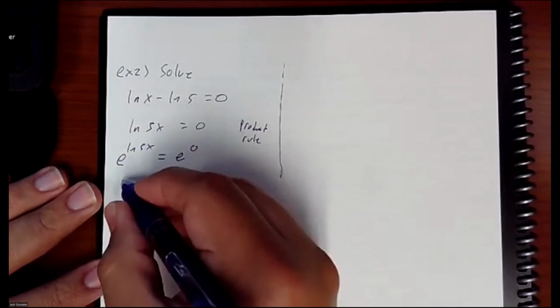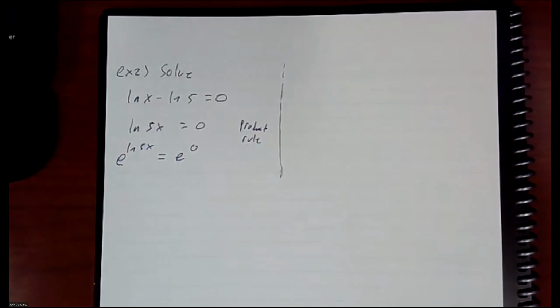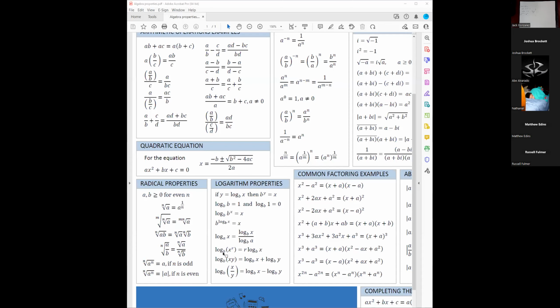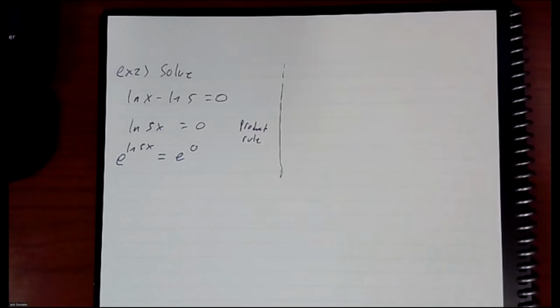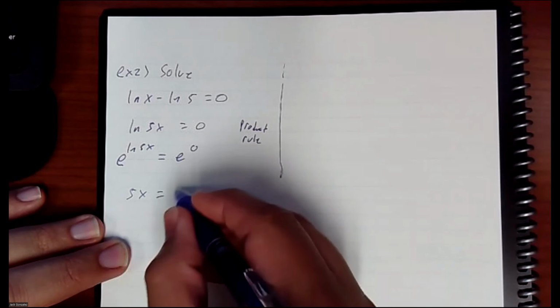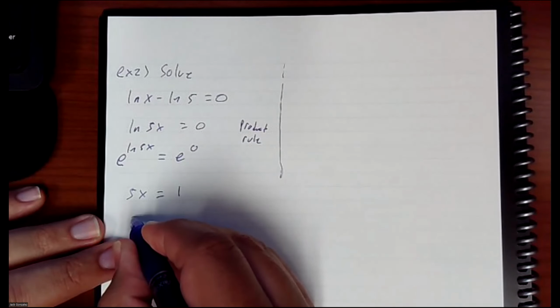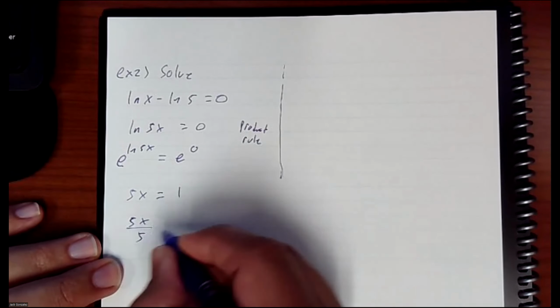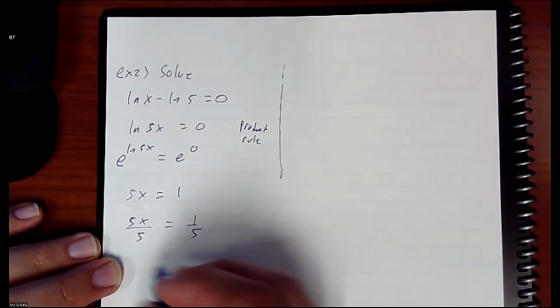So these will cancel. If you look at your formula sheet, when they match up, b to the log b, if they're the same, you're left with the argument. E and ln are the same base. They're inverses, so they cancel out, leaving me with this. E to the 0 is a 1. Divide by 5. And x is a 5th.